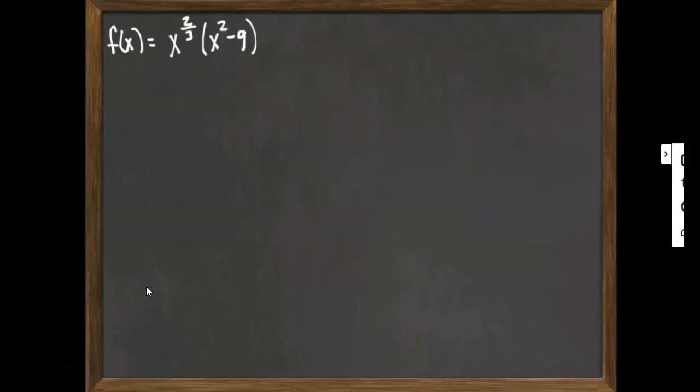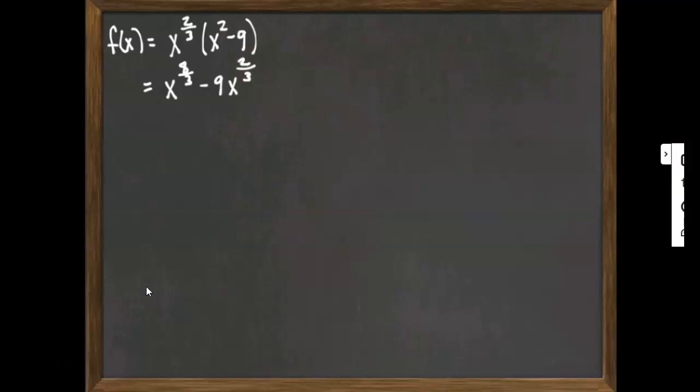Okay, in this video, we're looking at another function where we again want to find the increasing and decreasing behavior. So this is currently written as a product, but I need not leave it as a product. We can multiply it out, so I don't have to use the product rule.